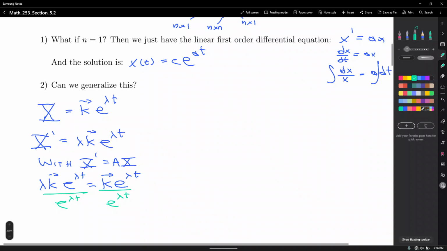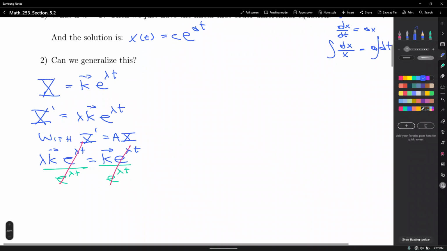Because it's safe to do so. In this case, by the properties of exponential functions, the exponential is never zero, is it? Unless you have some shifting, but in this case it's never zero, so that's why I can divide both sides by the exponential. That's going to leave me with lambda k equals A k.